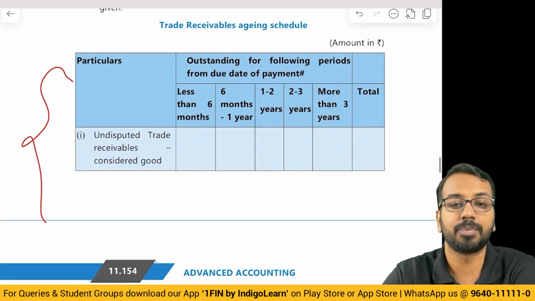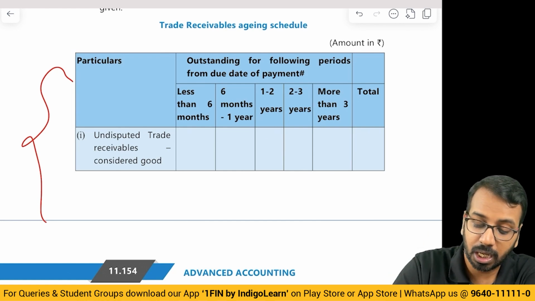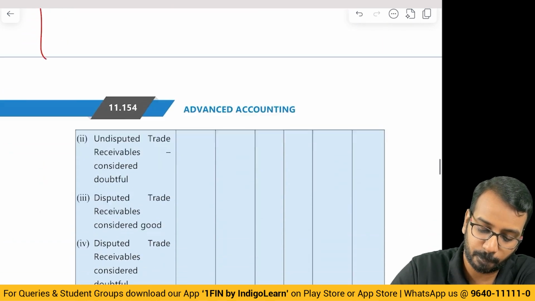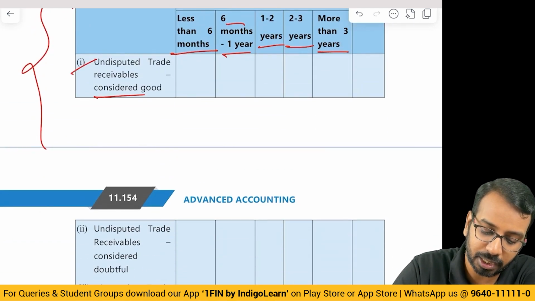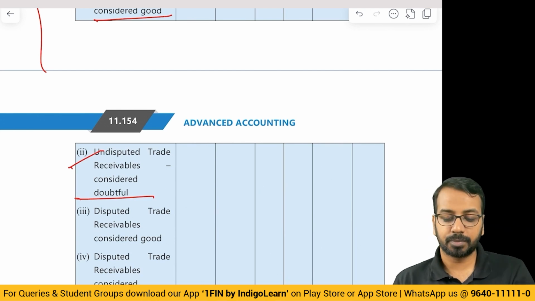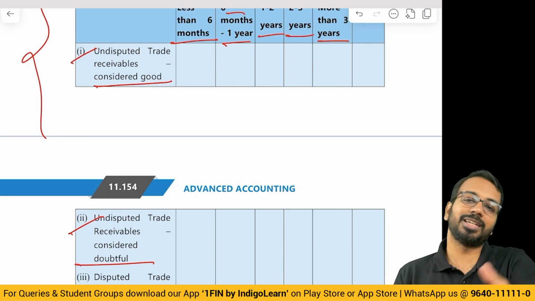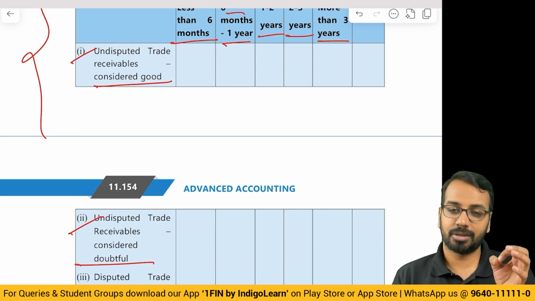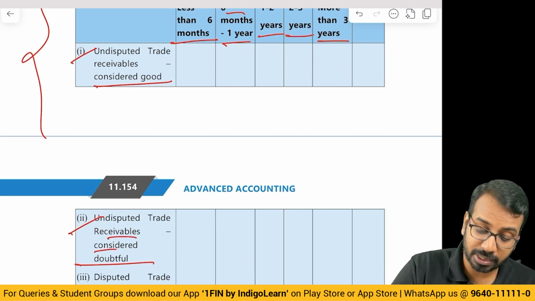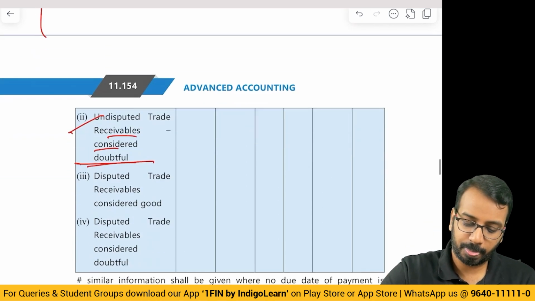Now aging here, similar to the aging that we learned under trade payables, here also you have to give aging: less than 6 months, 6 months to 1 year, 1 to 2, 2 to 3, more than 3 years. So here also you'll have undisputed considered good, undisputed considered doubtful. Undisputed considered good means me and the customer, we don't have any dispute. I have supplied the goods, services, the customer has accepted. Undisputed receivables considered doubtful means where I have created a provision for bad debt.